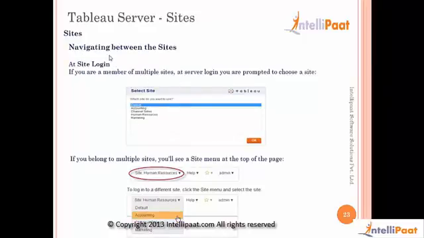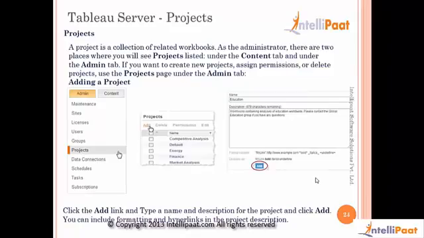At the time of navigating between the sites, if you are a member of multiple sites, then at server login you are prompted to choose a site. So we saw that it was asking me if I wanted to log into the default or the sales. And once you log in, if you belong to multiple sites, you will see the site menu on the top where you can flip between the sites. So we saw that as well.